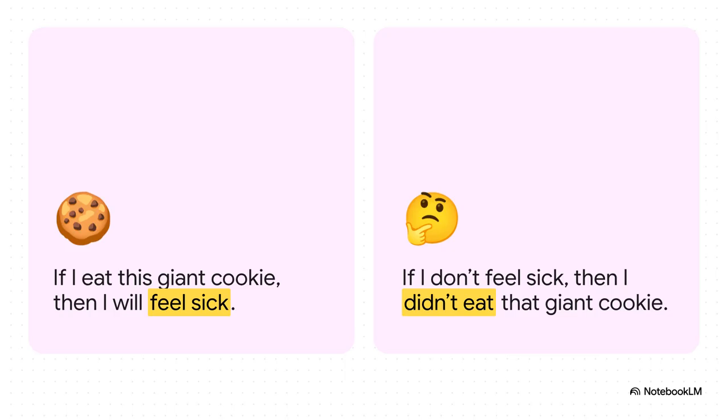All right, here are our two contenders. Statement A, pretty straightforward: if I eat this giant cookie, then I will feel sick. It's a simple cause and effect prediction. But then look at statement B: if I don't feel sick, then I didn't eat that giant cookie. It sort of looks at the whole thing in reverse. So the big question is, are they just two sides of the same coin, or is there a tiny difference in meaning? That's the puzzle we're going to solve.